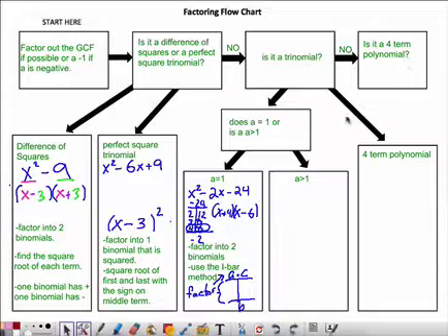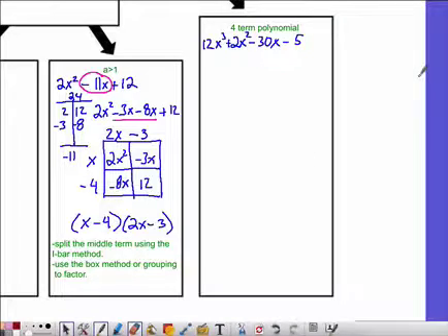Okay, so we've determined, ooh, this is in the wrong spot. I need to fix that. I will fix that on your notes. But this should not be here. It should be here. Okay, so it's a 4-term polynomial. Let's zoom in again. Okay, so here's a 4-term polynomial for us to work with.